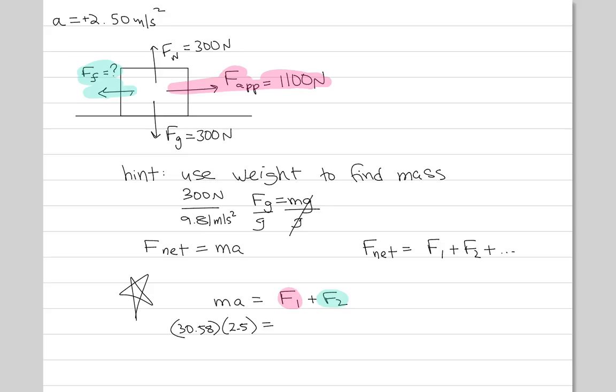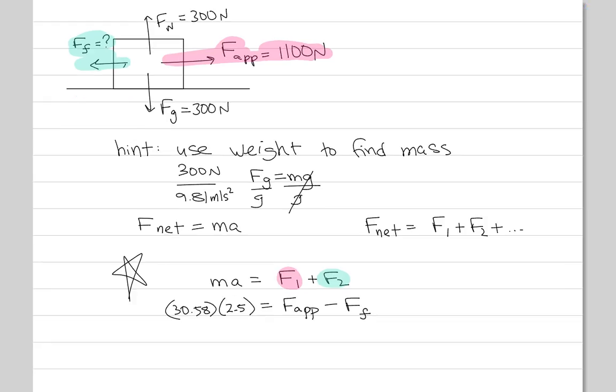So just to rewrite F1 and F2, it would be F applied, which is positive, and F friction, which is negative. We know that F applied is 1100 newtons. Keep the unit out. I'm just going to simplify that left-hand side. I didn't round on my calculator. I rounded on the paper, but I didn't round on my calculator. Times 2.5, I got 76.453 if I round.